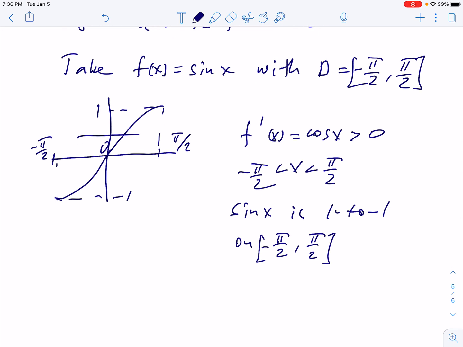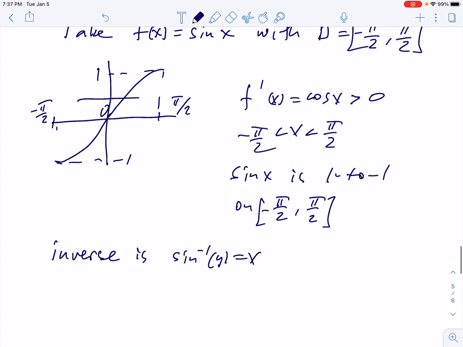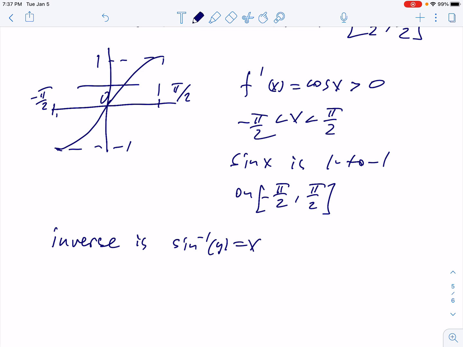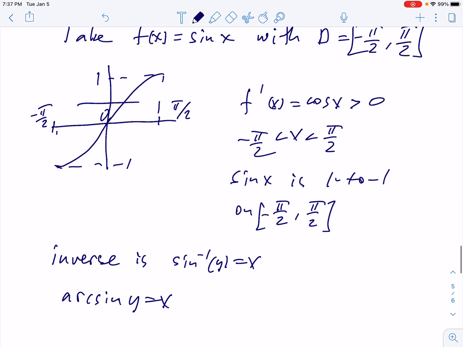We can define the inverse function, which in some calculators and notations is written this way. But there is actually a better understandable notation, arc sine y equals x. The range of our regular sine function, no matter what the domain is, is the interval negative 1, 1. That's where the function takes values.